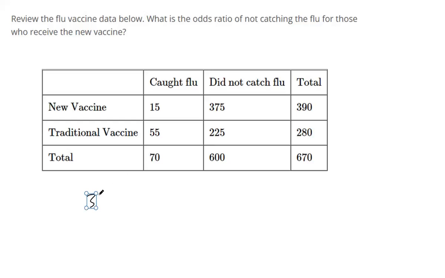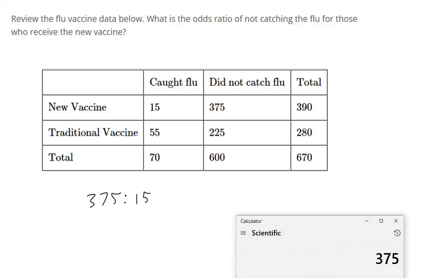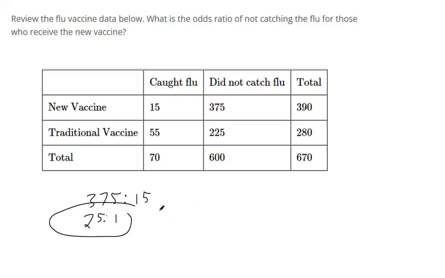Okay, so what is the odds ratio of not catching the flu? There's 375 people that do not catch the flu with the vaccine, and there's 15 that do. So that's the odds of not catching the flu, being safe, given that we've gotten the vaccine. 375 met the conditions that we're talking about, not catching the flu. And we can simplify that because they both can be divided by 15, just like a fraction. That's the odds of not catching the flu, given that we have the vaccine.